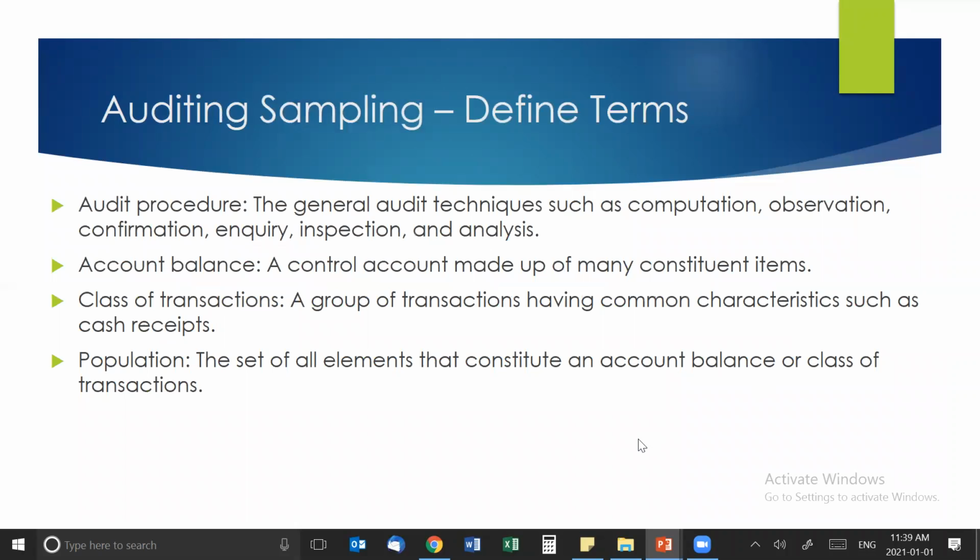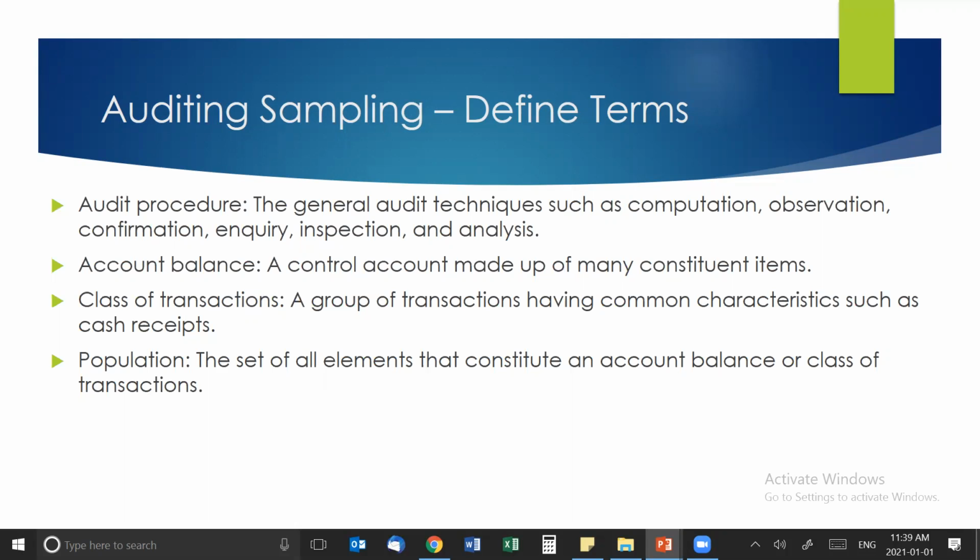So just some terms before we get into it. An audit procedure is the technique that you're going to use, such as computation, observation, confirmation, inquiry, inspection, analysis. We talked about this in Chapter 8. It's the procedures you're going to use to get your evidence that something is not materially misstated.